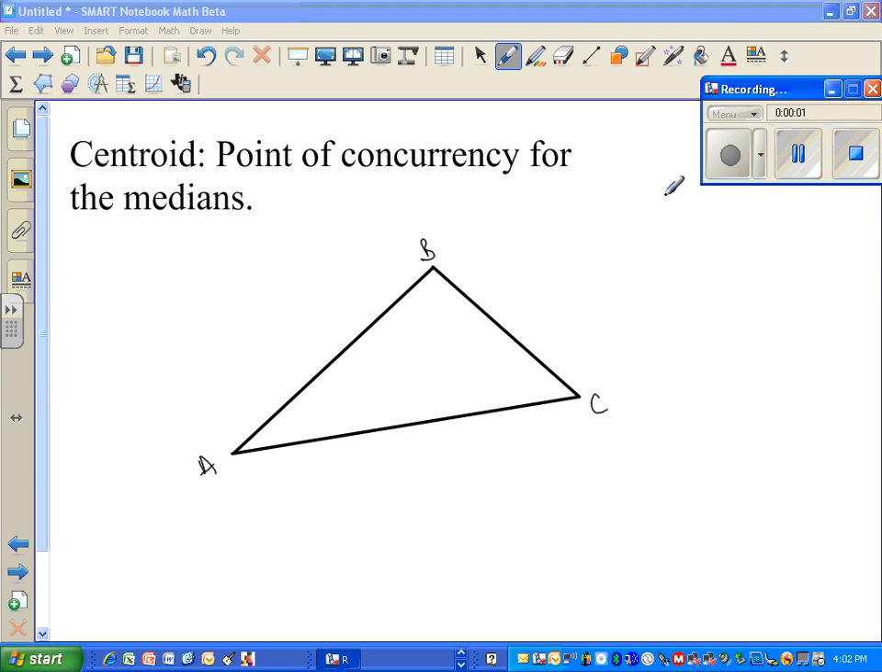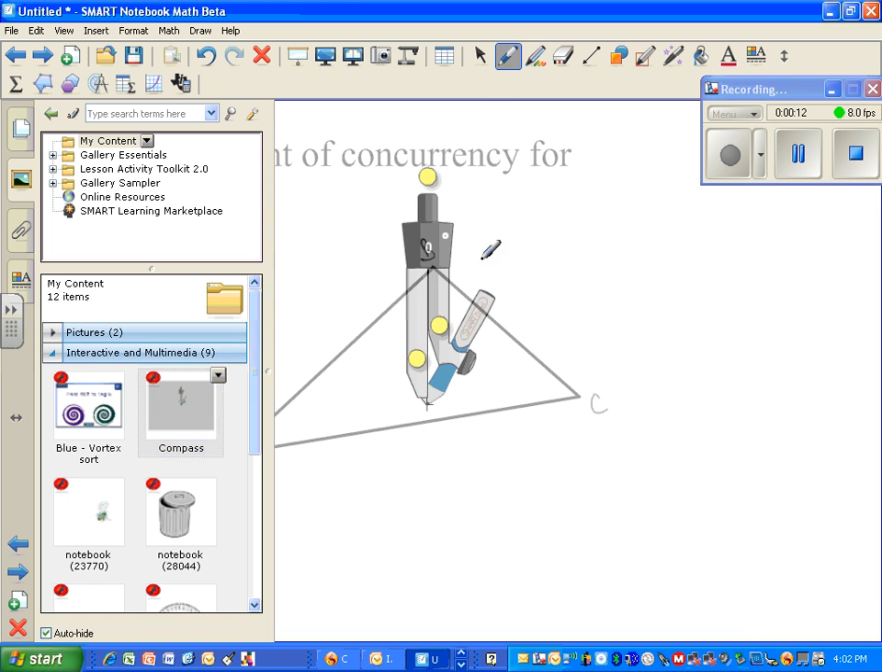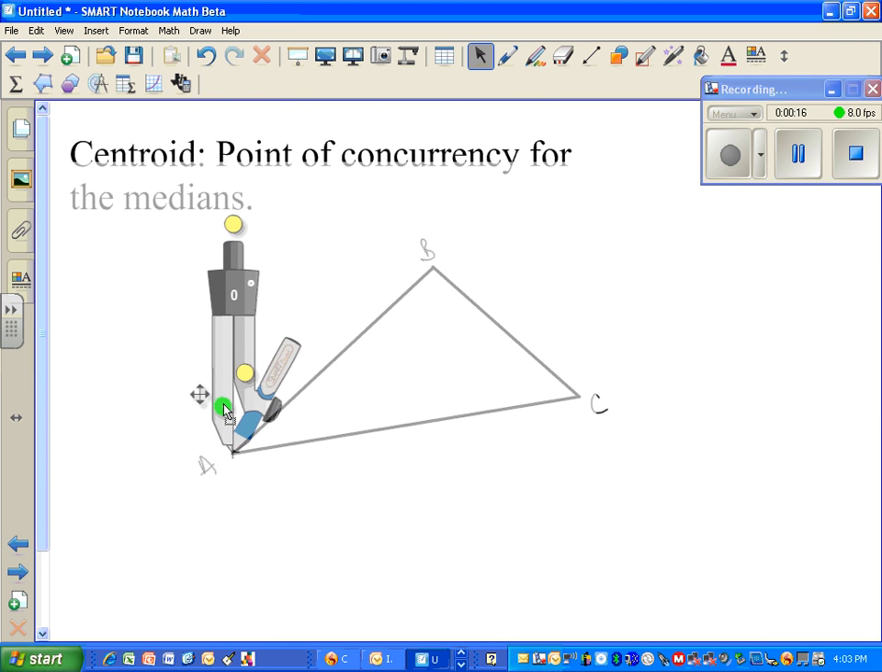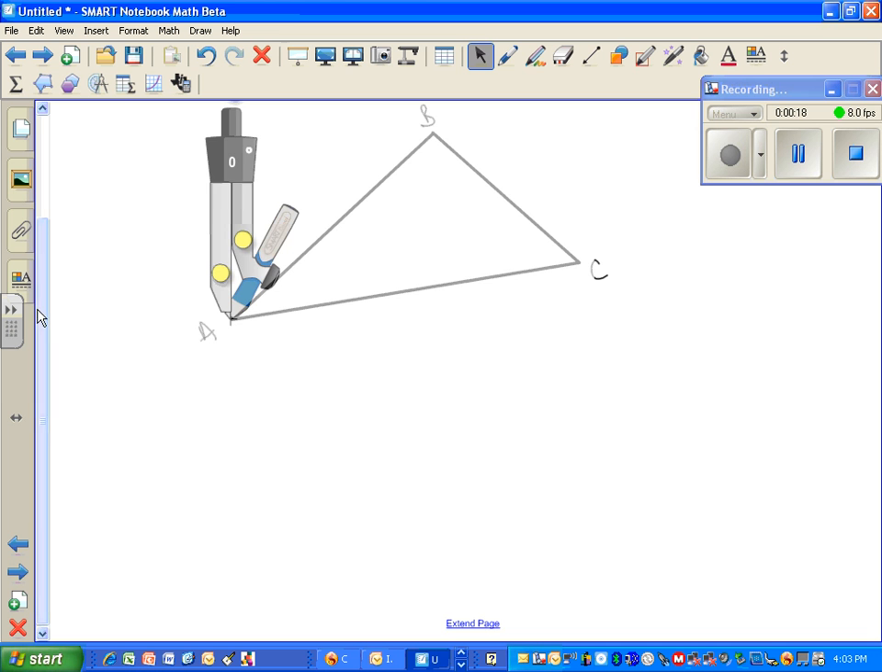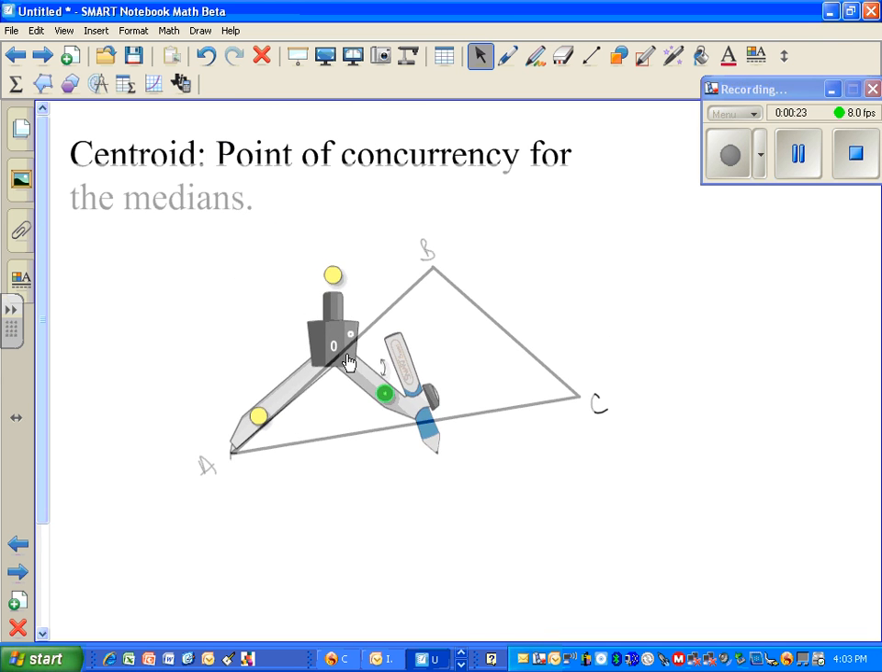Construction of this centroid, which is the point of concurrency for the medians. The medians, if you recall, connect from a vertex to the midpoint of the side opposite. And the way you do this construction is you first have to find the midpoint. The way you do that is by constructing the perpendicular bisector. The only difference is this time we don't actually have to draw the entire perpendicular bisector. All we have to do is indicate where the midpoint of the segment is.